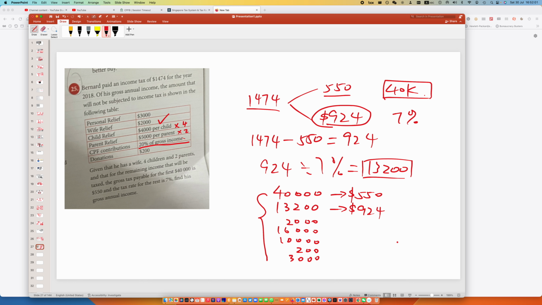I'm still calculating that part. Oh, okay. So this is wife. Then this is child. This is parent. This is donation. Then this is personal. 44,400. I haven't included the CPF contribution. Yeah. Take out the CPF contribution. So that will be how much? 44,500. Cannot be leh. Should be more leh. No. Because this. Hey, you need to add the 40K also.